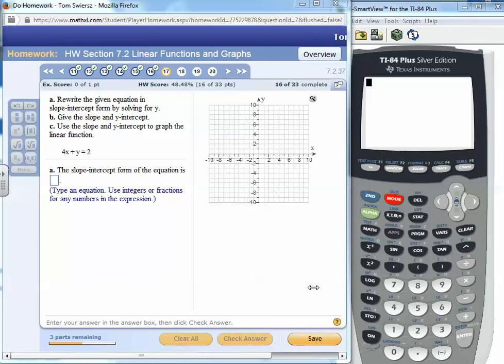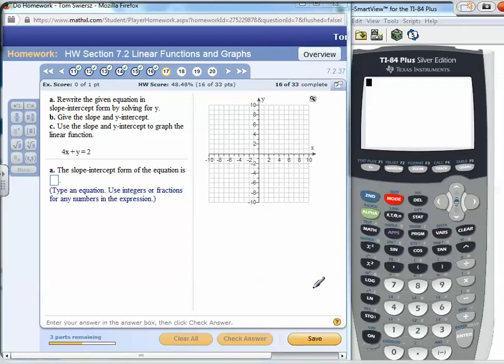Let's go ahead and solve problem homework exercise number 17 from section 7.2. Rewrite the equation in slope-intercept form by solving for y. So you take your given equation, minus 4x plus y equals 2. Solve for y, so we want to get rid of the 4x, right? So move it to the other side, make it 0, subtract 4x. 4x minus 4x is 0, so what remains on the left is y.